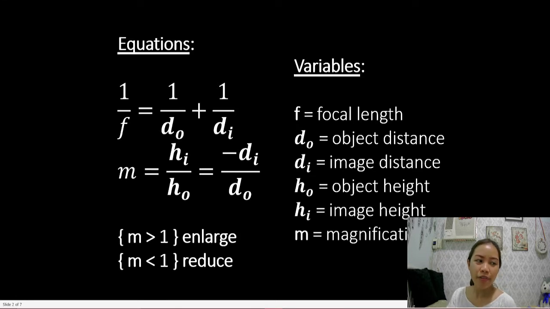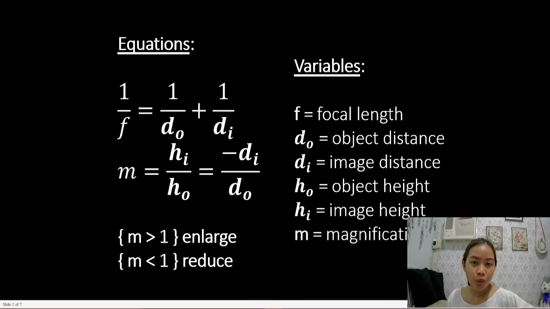And we have the following variables. F is the focal length, D sub O is the object distance, D sub I is the image distance, H sub O is the object height, H sub I is the image height, and M is the magnification. If the value of M, the magnification, is greater than 1, therefore the image is enlarged. And if it is less than 1, therefore the image is reduced.